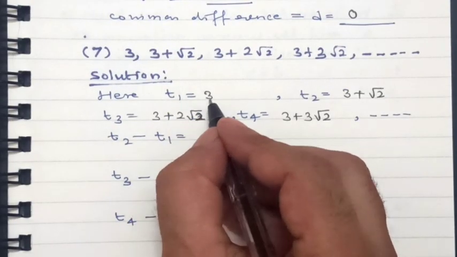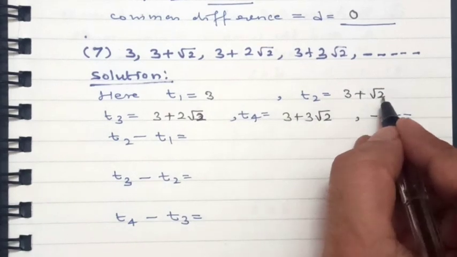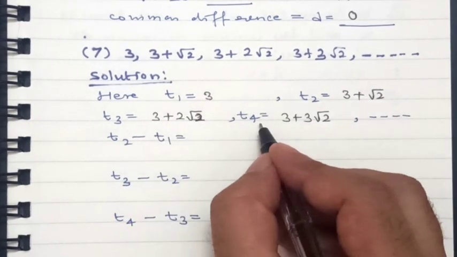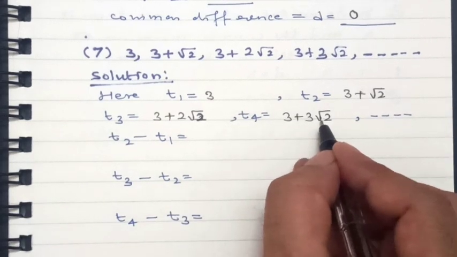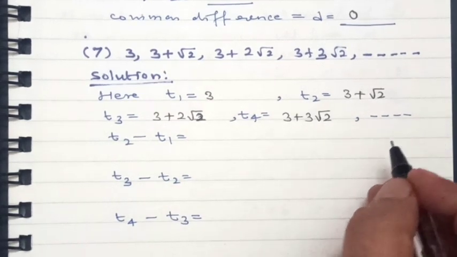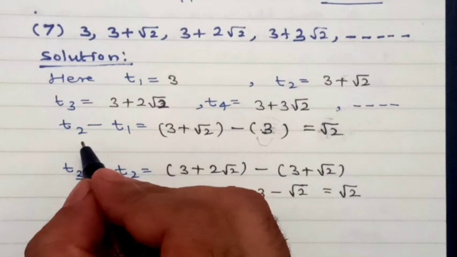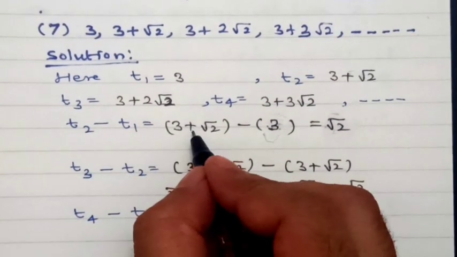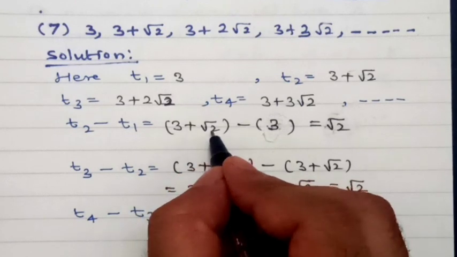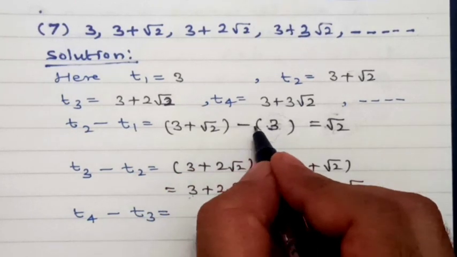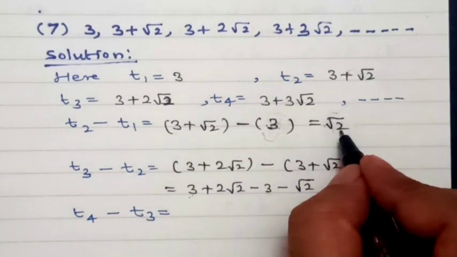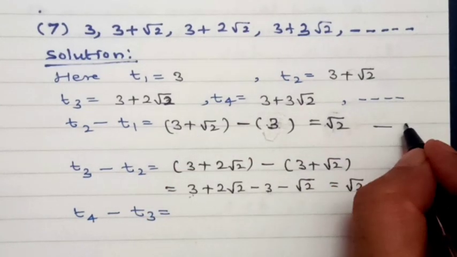Let's write t1 is 3, t2 is 3 plus root 2, t3 is 3 plus 2 root 2, t4 is 3 plus 3 root 2, and so on. Let's find the difference. t2 minus t1. Write the value of t2, which is 3 plus root 2, minus t1 is 3. 3 and 3 gets cancelled. You will get root 2. This is your number 1.